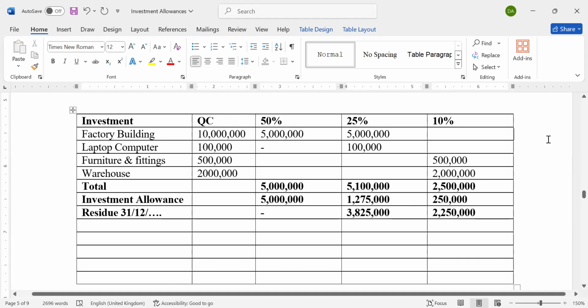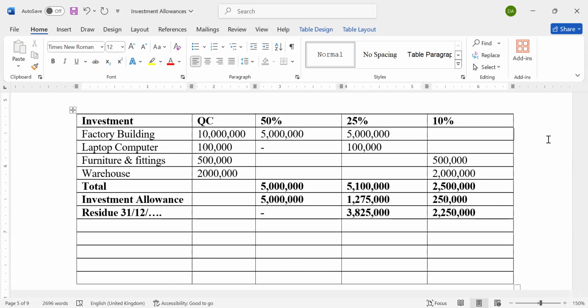You need to calculate it on the qualifying cost, not on the residue. That is why this particular method may be confusing, and it is only a method which is really easy to use if you are using the reducing balance method. But if you're using straight line method, this method is usually discouraged. If you are talking about only 1 year, this method will be okay. But if you're coming from year one to year two, this method will confuse you.